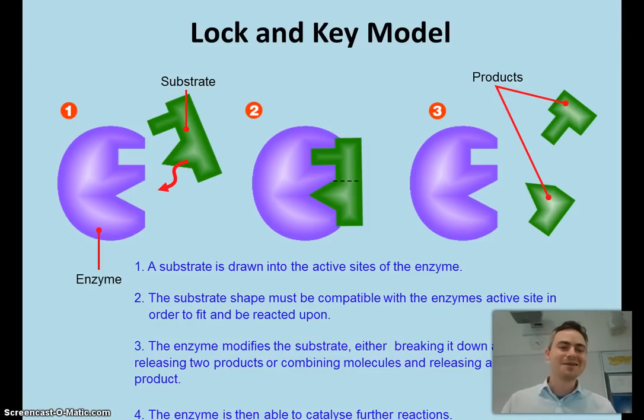We'll talk about why. So it posits that the shape of the active site fits the shape of the substrate, the reaction occurs, it can be catabolic or anabolic. In this case it's catabolic because it's breaking down.